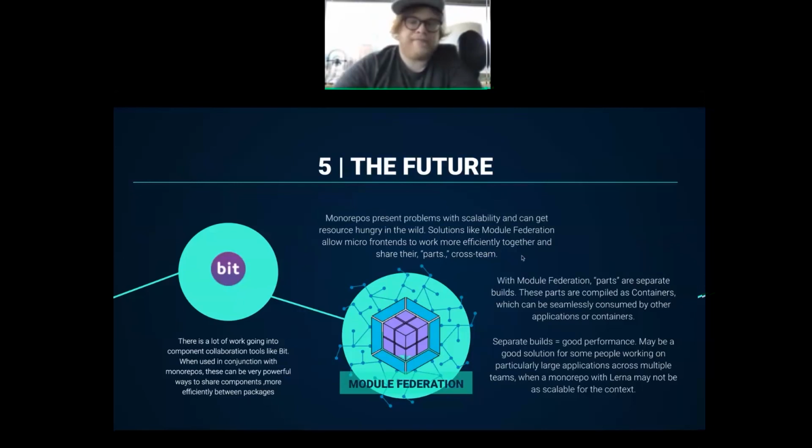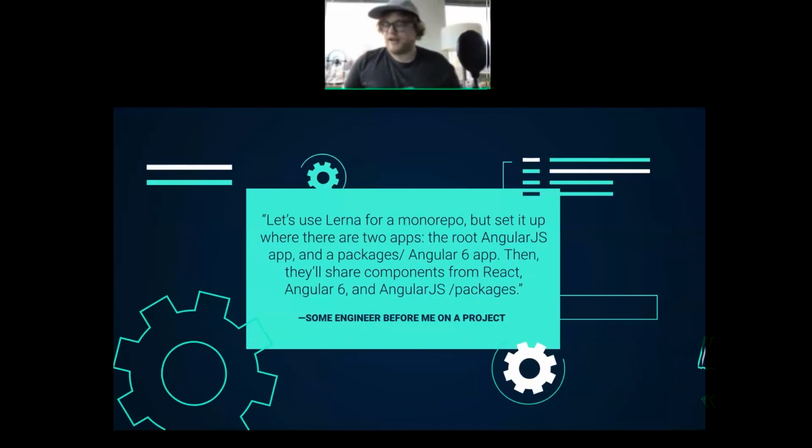There's separate builds. So these parts are compiled as containers, which can be seamlessly consumed by other applications or containers. Because it's separate builds, it's good performance, and it may be a good solution for some people working on particularly large applications across multiple teams, when a monorepo with Lerna may not be as scalable for that context. And so this is something to keep an eye on for the future because, like I said, it's already in Webpack 5, so it's not anything you're having to install separately or deal with separately. So, something exciting. Okay.